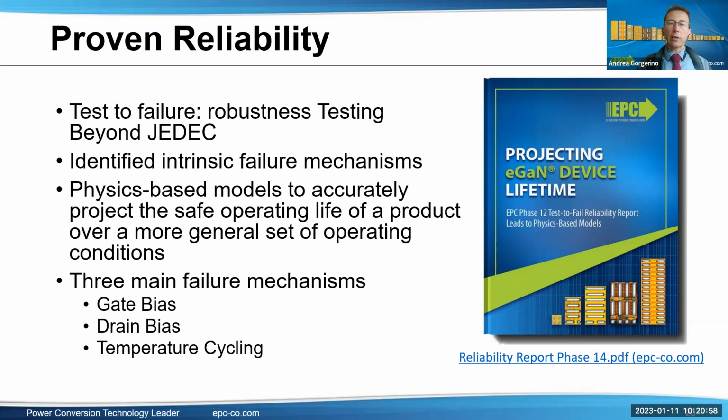Once these failure mechanisms have been identified, we then develop a series of physics-based models. And these allow us to predict the safe operating life of a product over a more generic set of operating conditions, so different operating conditions than where the tests were actually done. All of this is documented in a lot of detail in our reliability report.